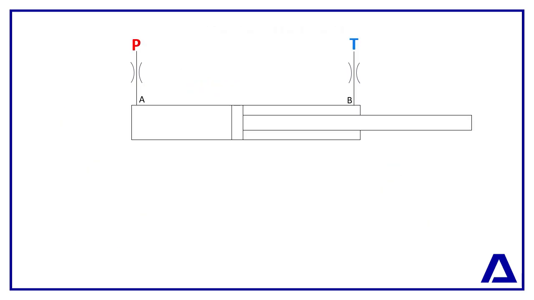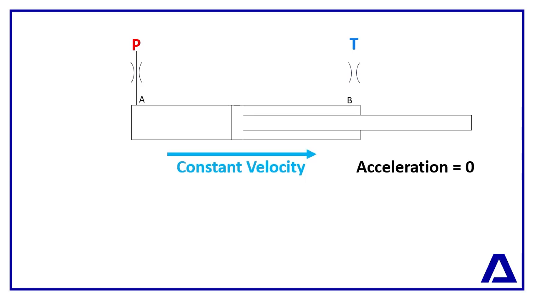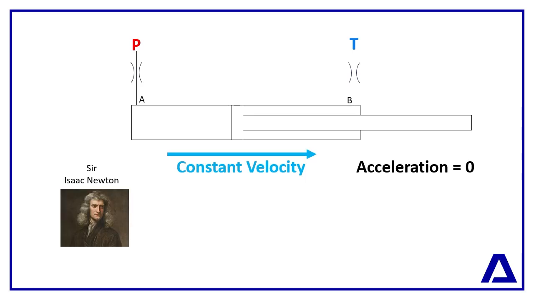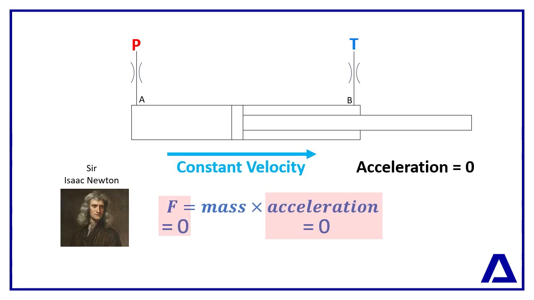To derive these formulas, we first consider constant velocity. Constant velocity means there is no change in velocity, and therefore the acceleration is 0. Newton's second law says that force is equal to mass times acceleration. So, if acceleration is 0, the force is 0. Therefore, at constant velocity, the net force on the piston must be 0, meaning force A and force B are opposite and equal. We will neglect friction for simplicity.